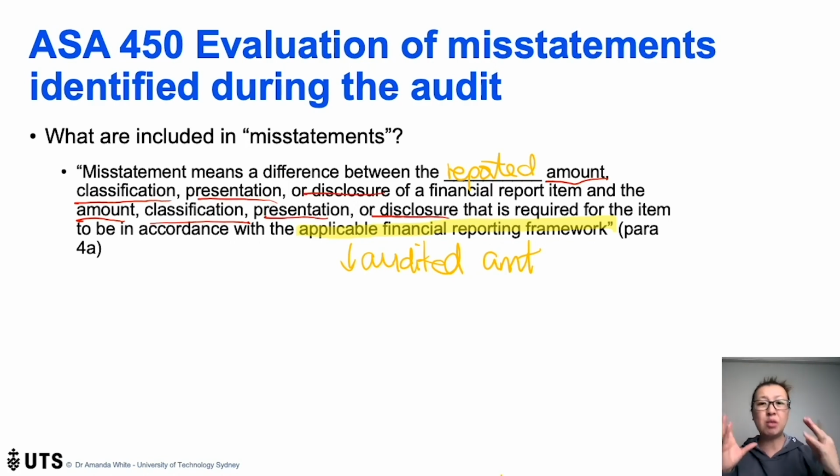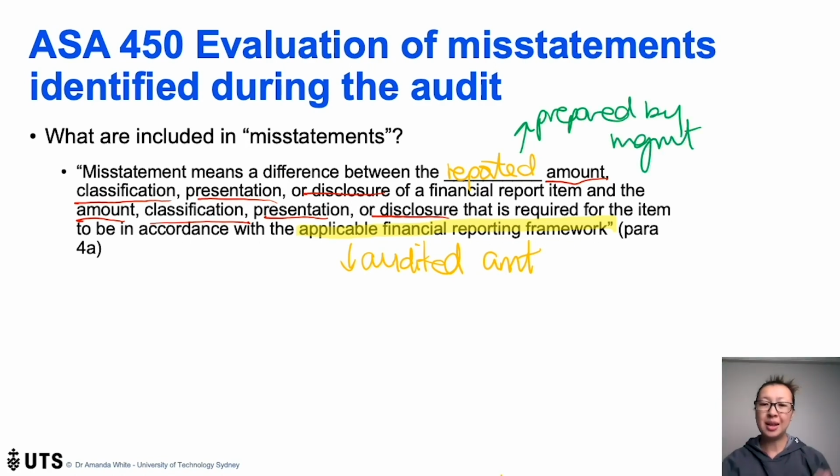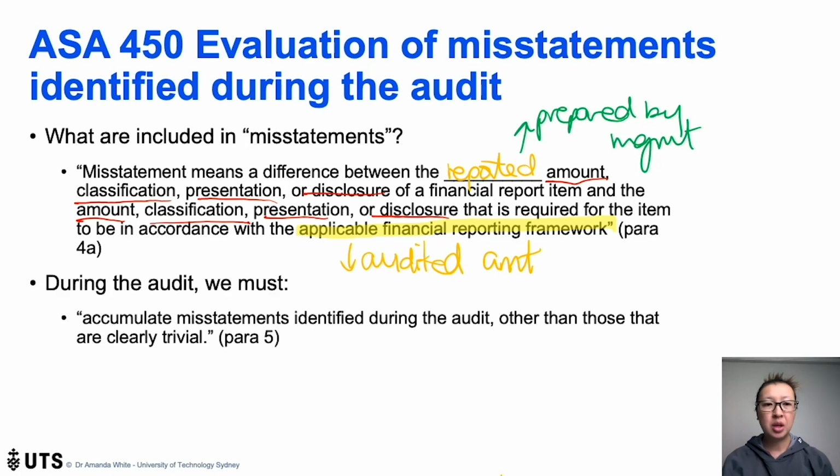So we're really saying reported, and when we say reported, we mean these are the ones prepared by management versus the ones that the auditor has identified from doing their work and collecting their audit evidence. So during the audit, we have to accumulate misstatements identified during the audit other than those that are clearly trivial. So clearly trivial is rounding a couple of cents here or there, a couple of dollars.